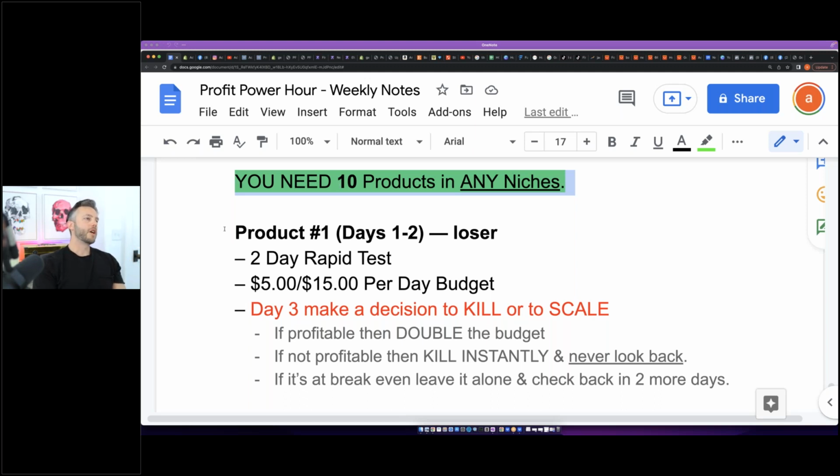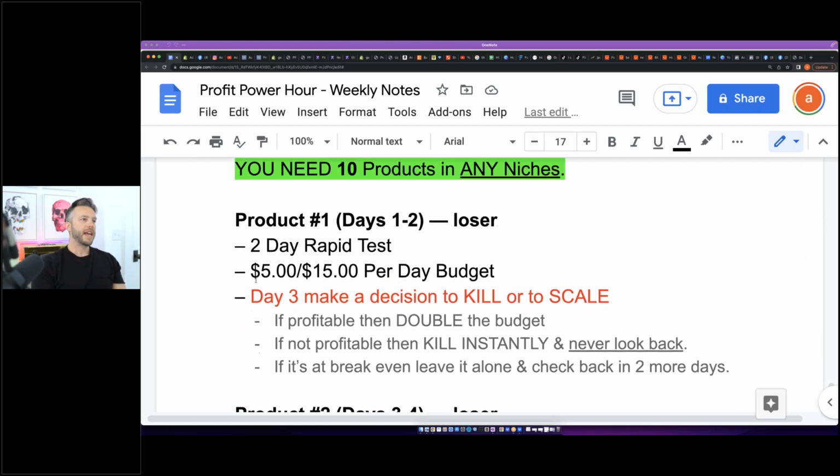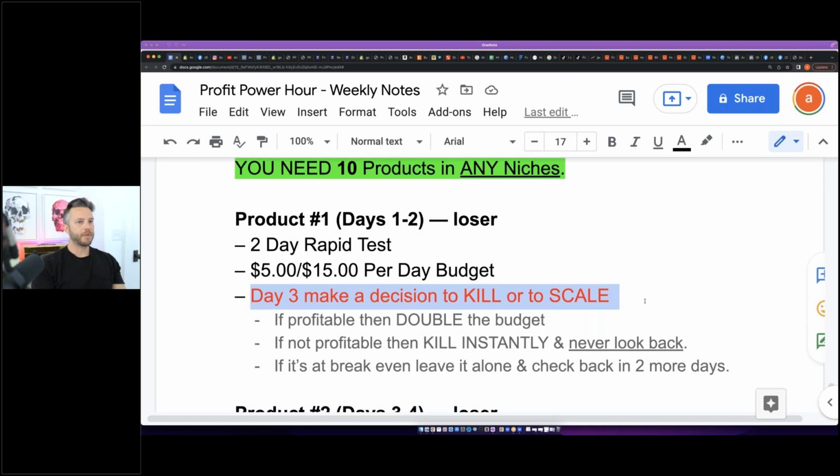So day one, all right, you're going to launch a product, let it run for 2 to 3 days. So day one, day two, on a $5 to $15 per day budget, depending on where you're comfortable. At the end of day three, you're going to make a decision to kill that ad or scale that ad. If it's profitable, then you're going to double your ad spend for the next day.